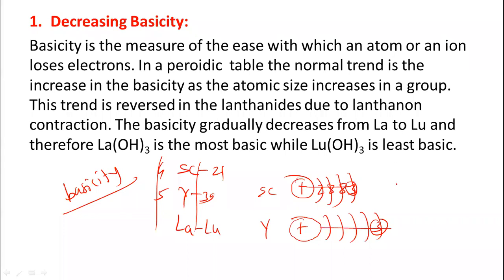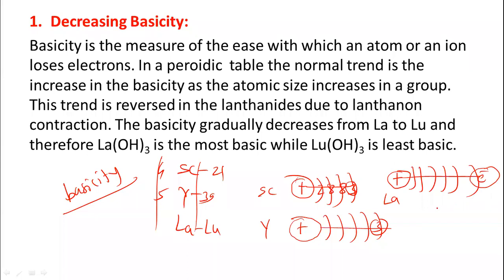Then for the lanthanide elements, the first, lanthanum, has electrons in 6 energy levels: 1, 2, 3, 4, 5 and 6. You can see the electron present here. So the atomic size will be greater compared to yttrium and scandium. As the atomic size is greater, this electron has less affinity towards the nucleus.